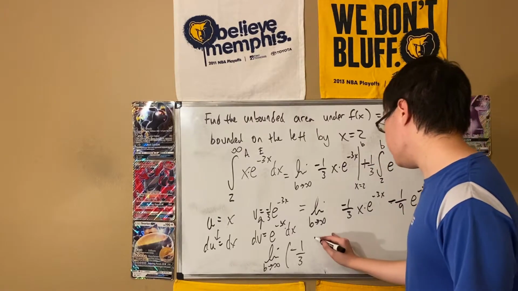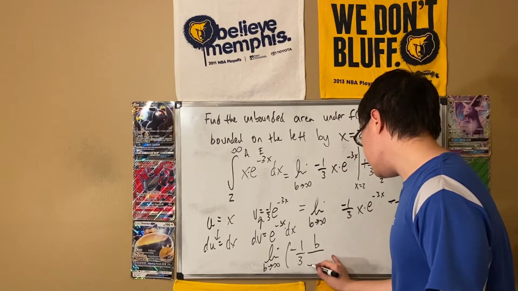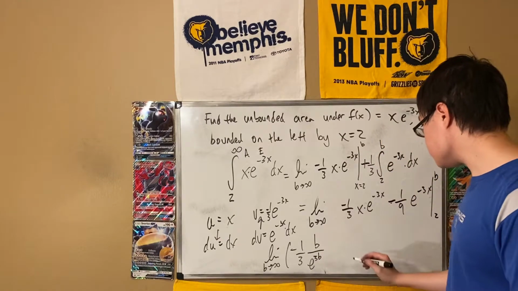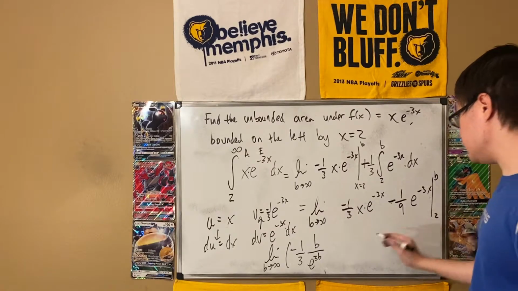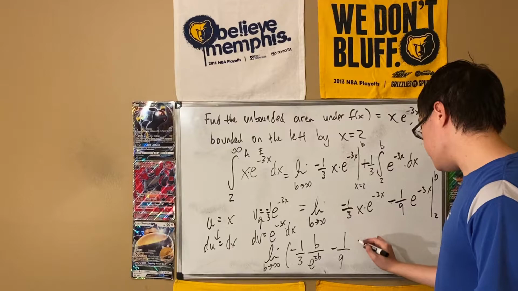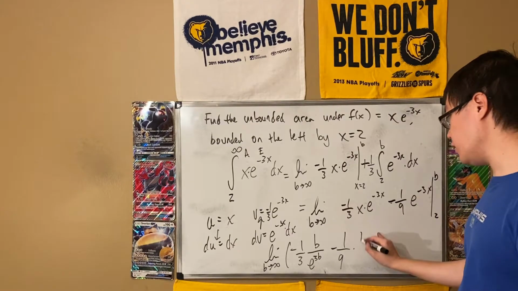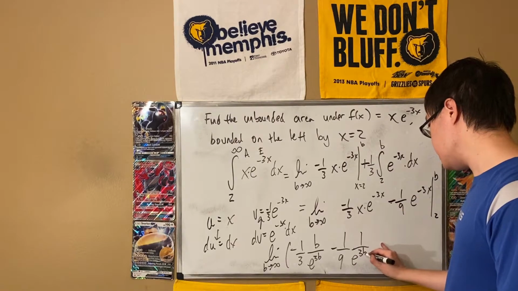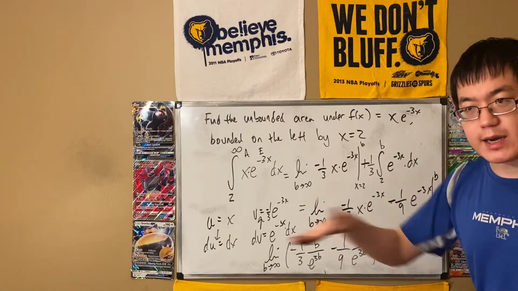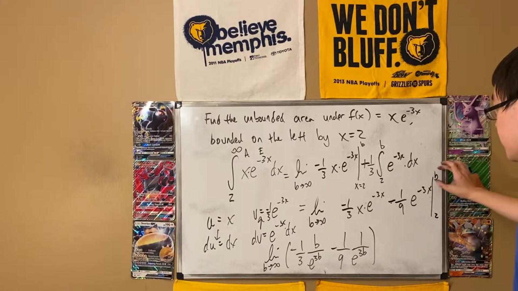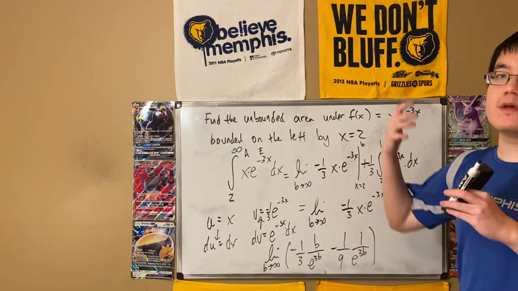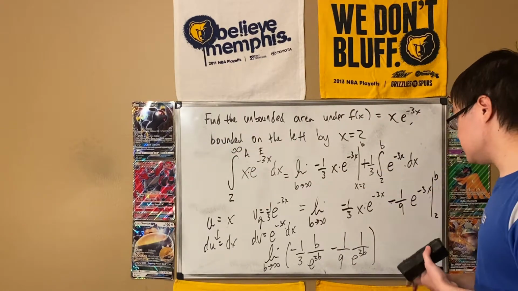When you plug in b, it'll be b over e to the 3b, because we're writing this as a fraction. Then we're plugging in b here, so it's going to be minus 1/9 e to the negative 3b, which is the same thing as 1 over e to the 3b again. So all I'm doing is fundamental theorem of calculus, top minus bottom, where the top thing was plugging in b, so all these x's became b's, and I wrote it as fractions as opposed to negative exponents. So this is the top.